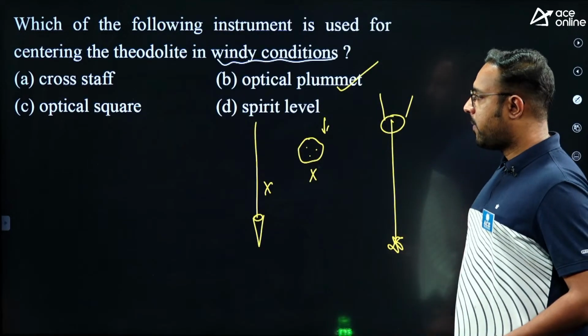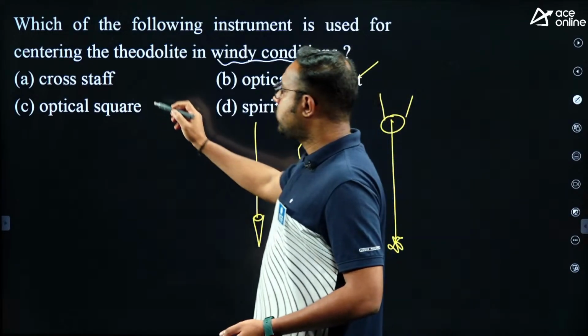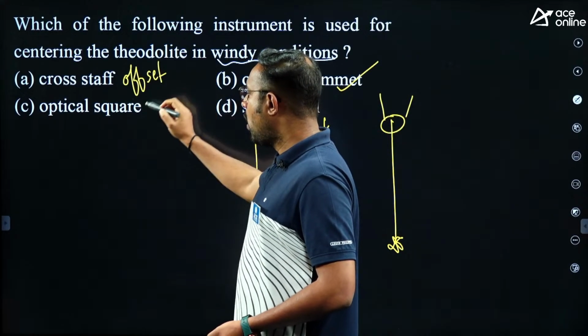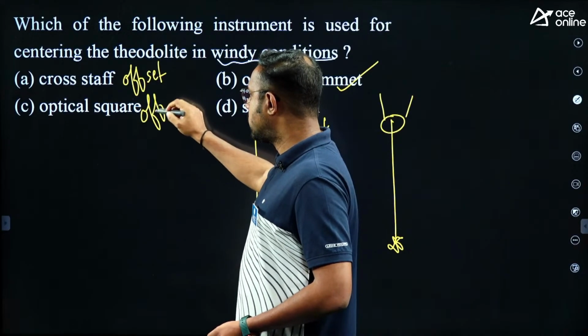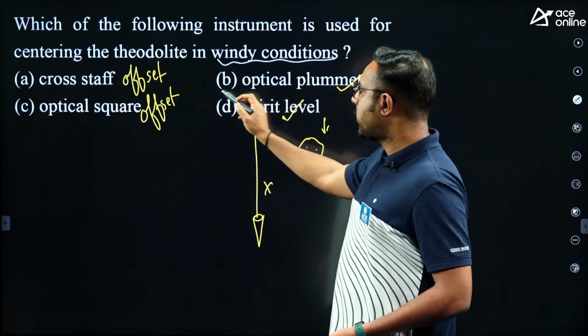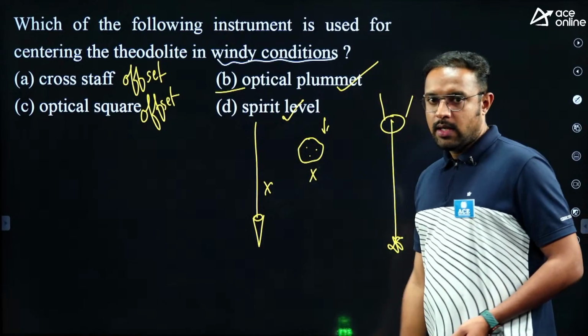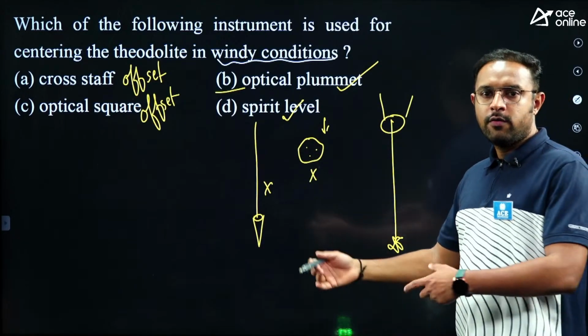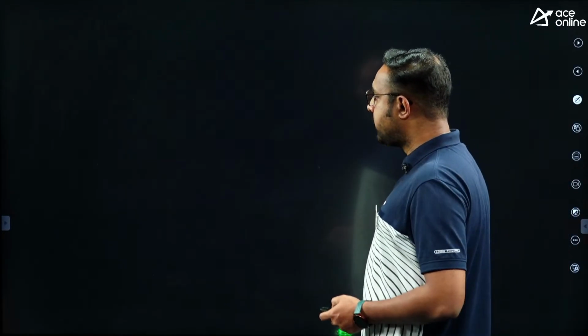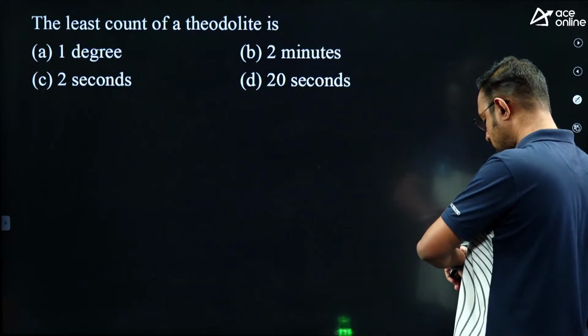Yes. Optical plummet. Cross staff is used for setting out offsets. Optical square is also for setting out offset. Spirit level is done for leveling. Then the only possible answer is what? Optical plummet. So if you don't know optical plummet, go for elimination approach. That's it. Okay, and let us look at the next question here.